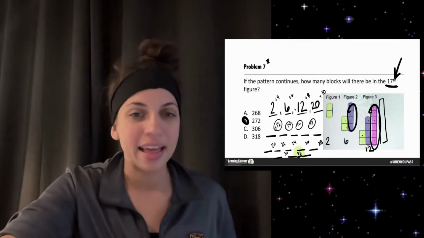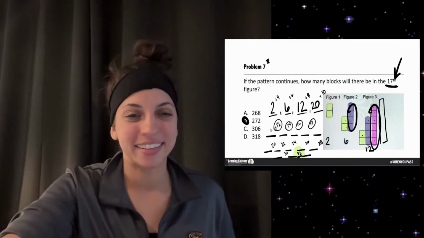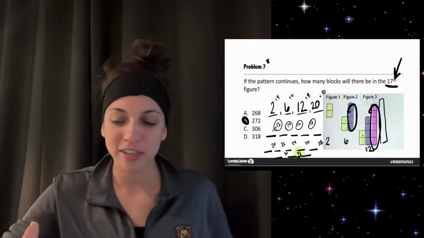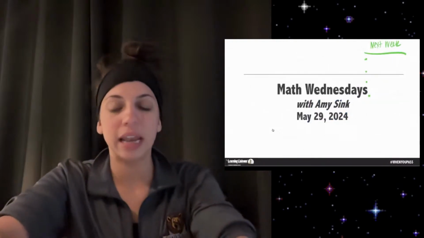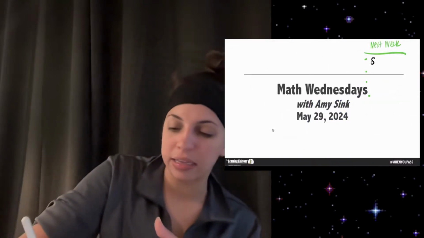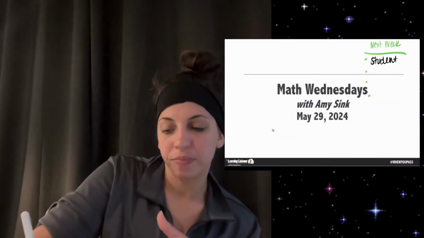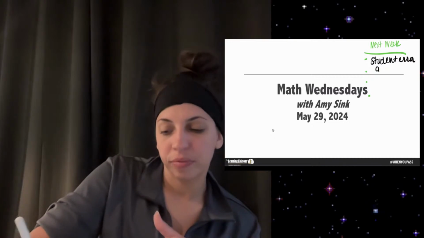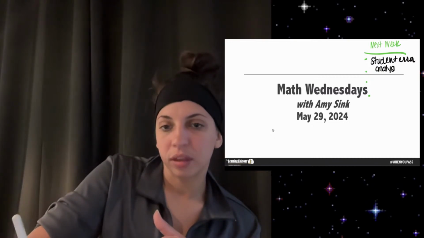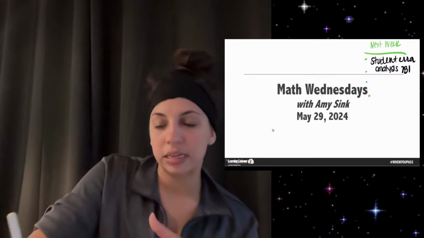All right. Questions. Susanna, I see you. Student error analysis. $78.13. You got it.